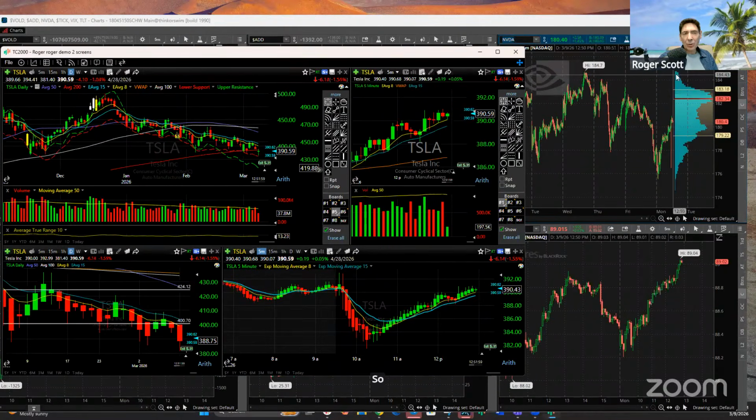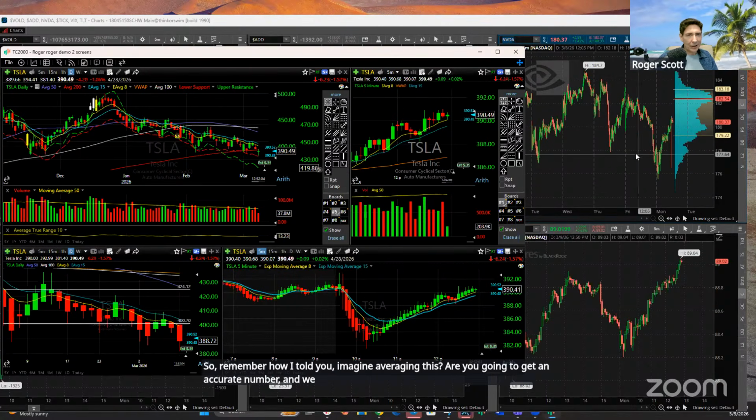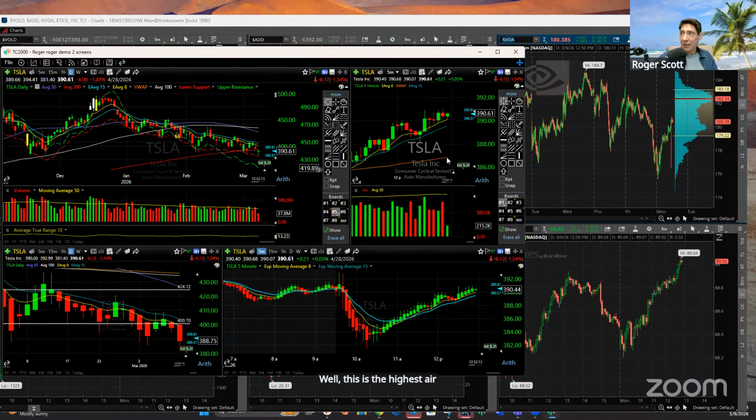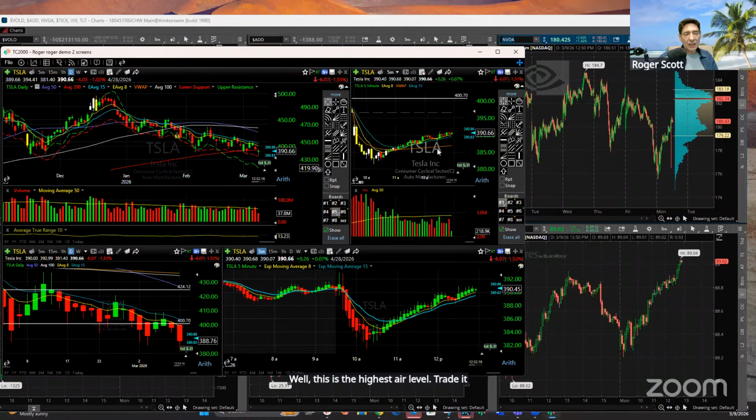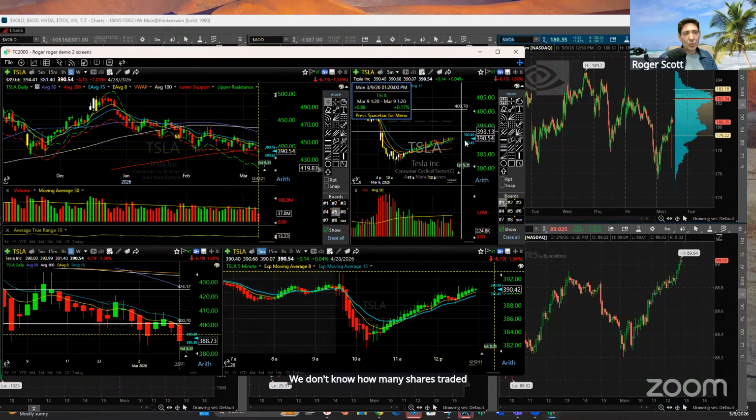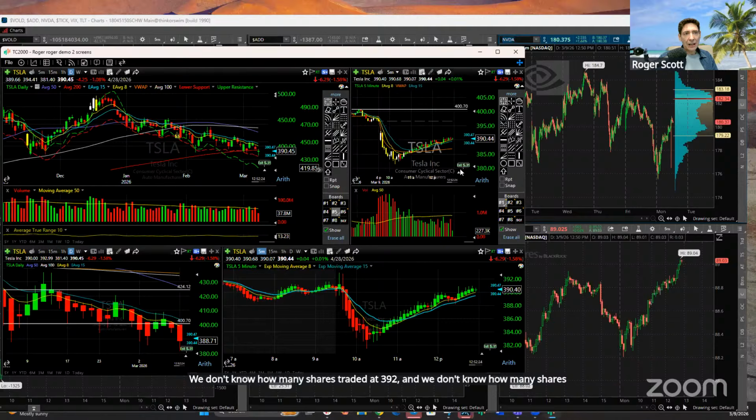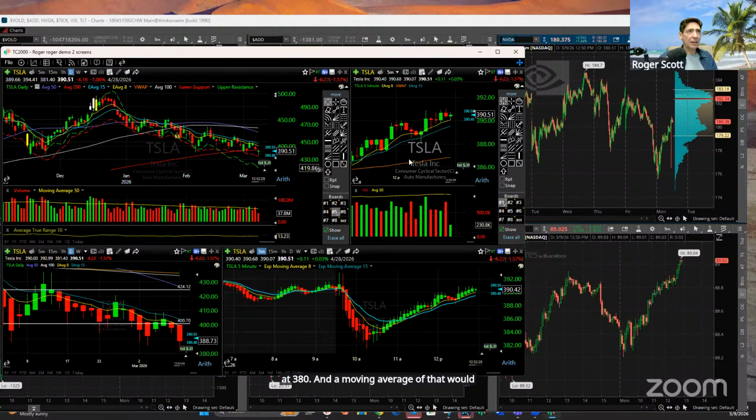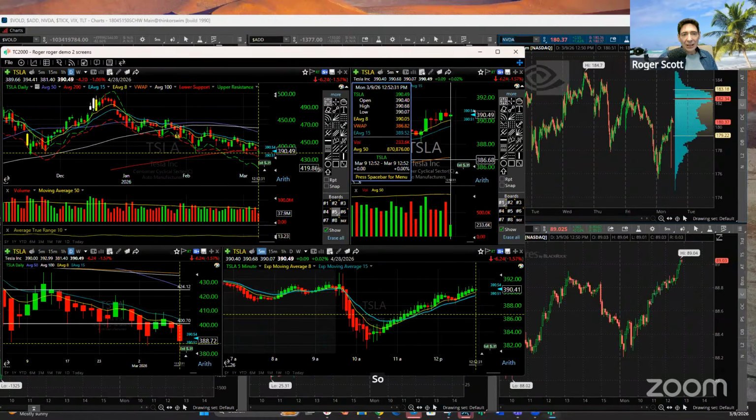So remember how I told you, imagine averaging this. Are you going to get an accurate number? And we all agreed, hell no. But when you look at the highest volume in the last 5 days, you get a really good idea of where things happened. Well, this is the highest level traded. Because you see, we don't know how many shares traded at 392, and we don't know how many shares traded at 380. And a moving average of that would not be pretty. So this is really, really important.